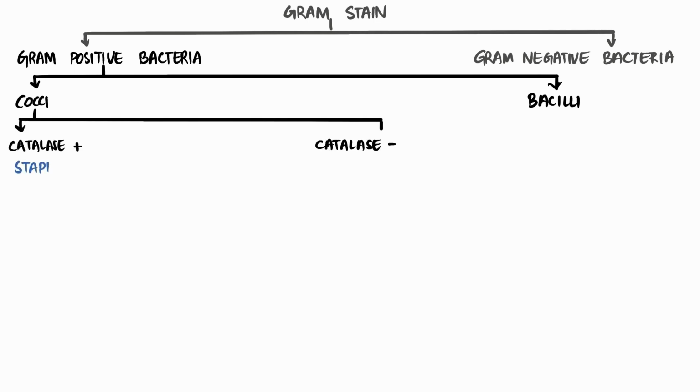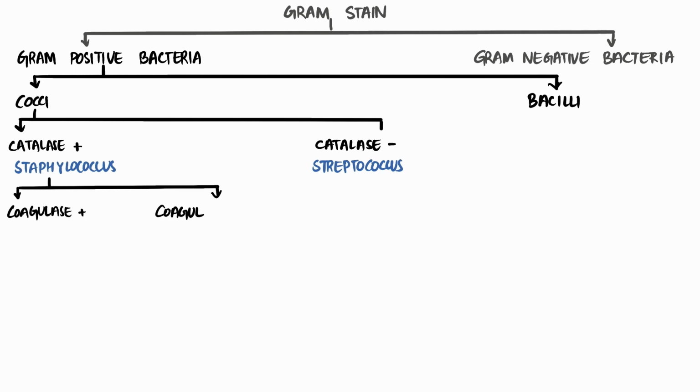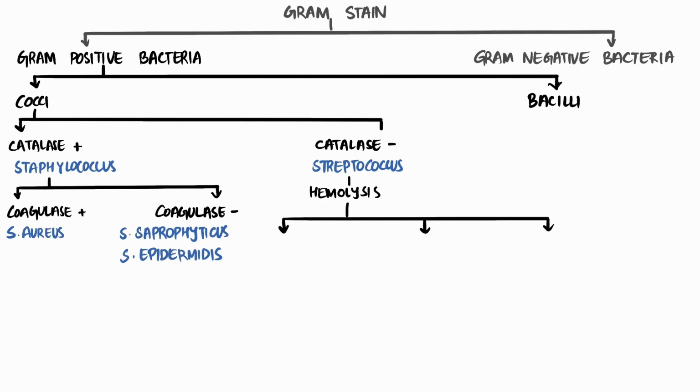The catalase positive includes the Staphylococcus species, which can be further categorized into coagulase positive, that is Staphylococcus aureus, and coagulase negative, that is Staphylococcus saprophyticus and Staphylococcus epidermidis. So now that we have covered staphylococci, let's look into the streptococcal species, which are catalase negative. Based on the hemolytic reaction, these streptococcal species can be further differentiated into alpha, beta, and gamma hemolytic strains.